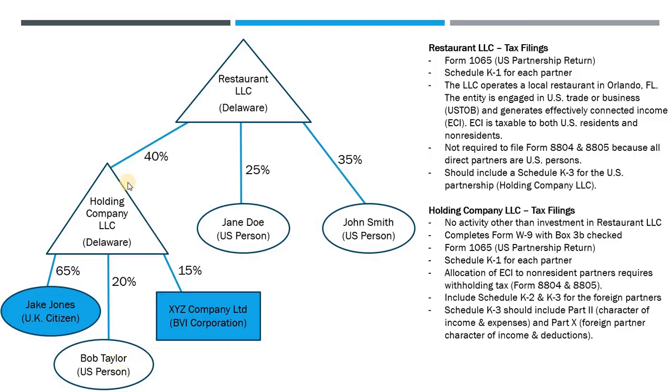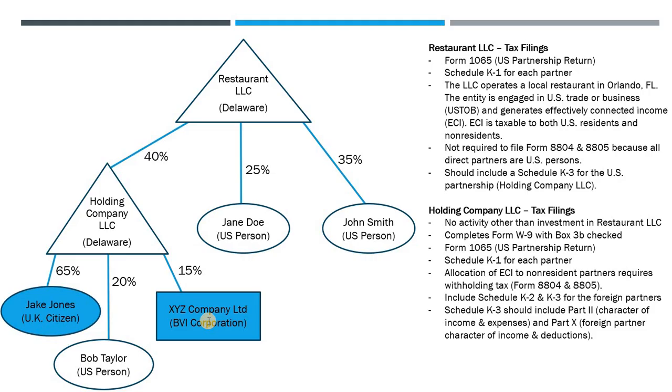Owner. Okay, so when Holding Company LLC would prepare its own 1065 and K-1s, it would often make an assumption that says, okay, well, we think that this is effectively connected income flowing down through here. So when we allocate income to XYZ Company and Jake Jones, we're going to have to fill out 8804, 8805, withhold tax on the allocation, and then that way the effectively connected income allocated to these non-resident partners is going to be subject to tax.